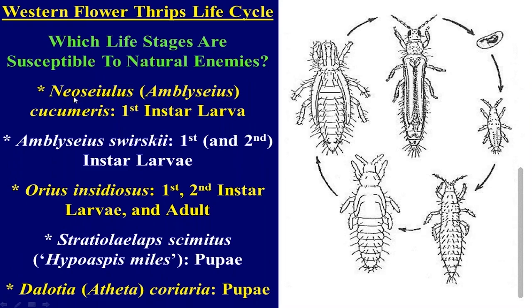Neoseiulus cucumeris only attacks the first instar larva. Amblyseius swirskii attacks the first and maybe the second instar larva. Orius insidiosus, the minute pirate bug, attacks the first, second instar larva and the adult. Stratiolaelaps scimitus, formerly Hypoaspis miles, attacks the pupal stages. And the rove beetle Dalotia coriaria also feeds on the pupal stages. So you can now understand that in some cases you have to use more than one biocontrol agent to deal, in this case, with Western flower thrips.